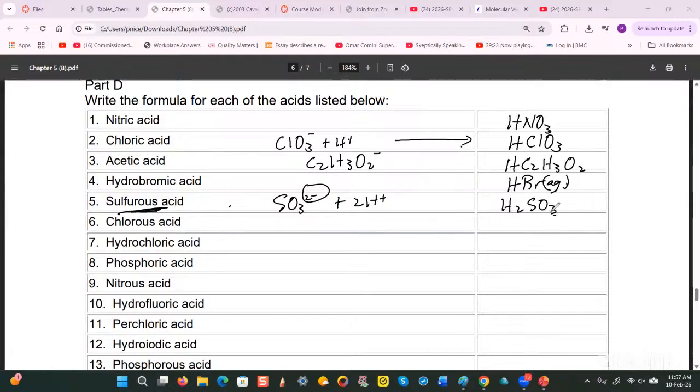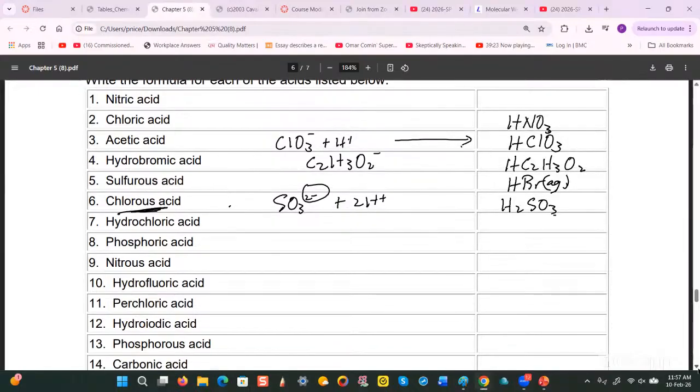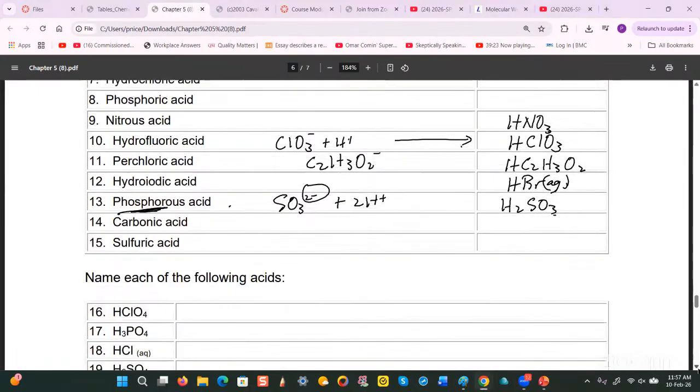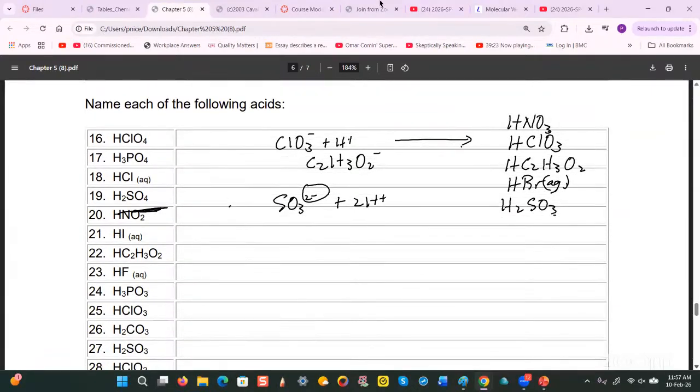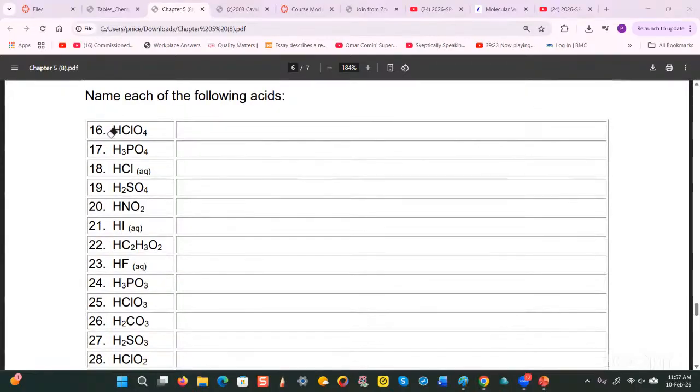Okay, so again, I'm going to leave the rest of that for you to do. Let me just scroll down and see. Okay, now this one is the reverse. All right, so let me clear this here. Okay, so let's deal with number 16. What will be the name of this compound?